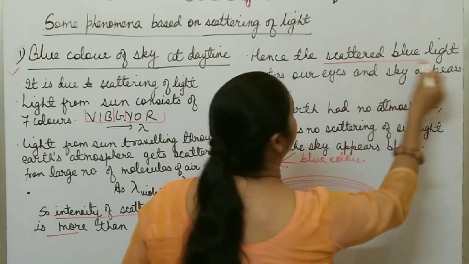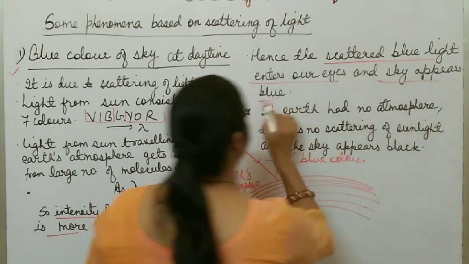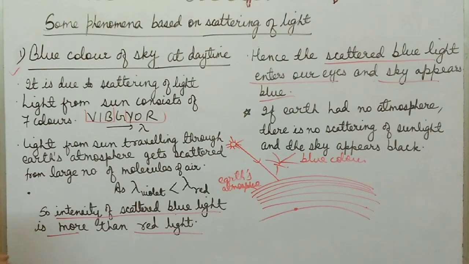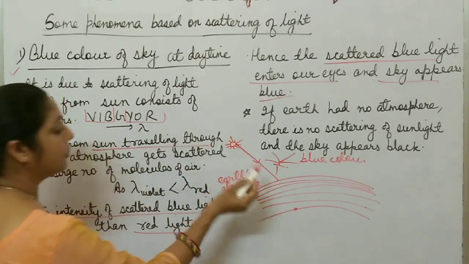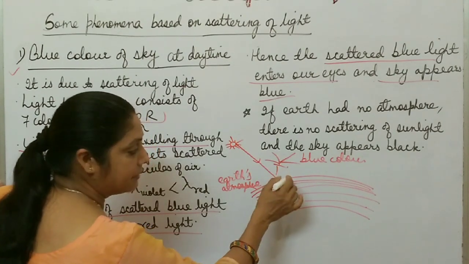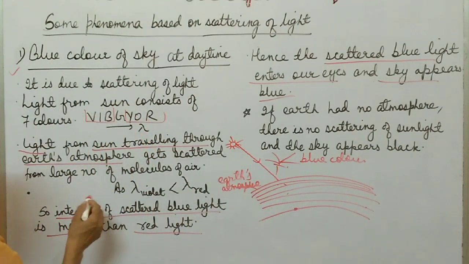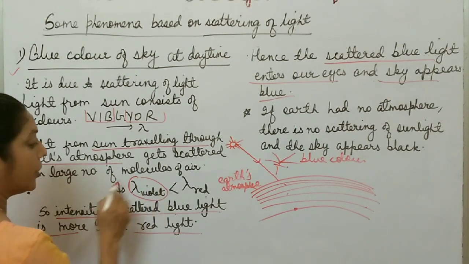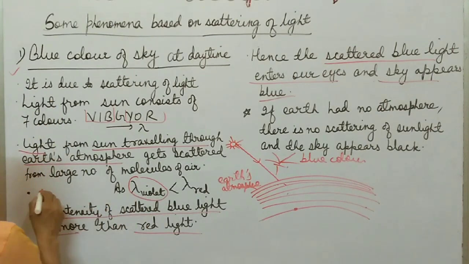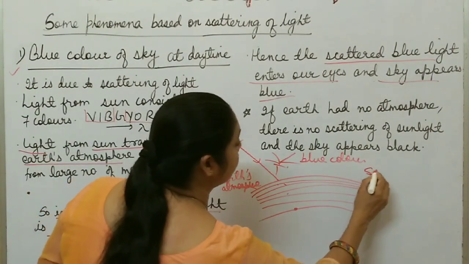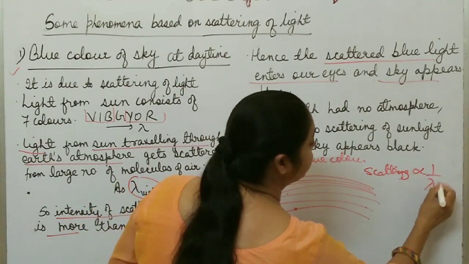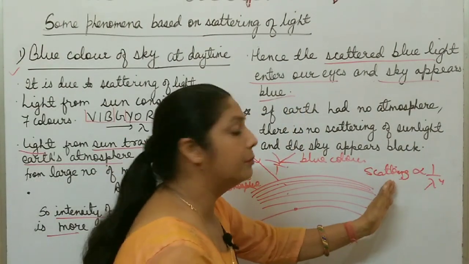So only the scattered blue light enters our eyes and the sky appears blue. So this is the reason why the sky appears blue. It is due to scattering of light. When light from the sun travels through Earth's atmosphere, it gets scattered by different particles in the atmosphere. And you know, violet color has shorter wavelength than red color, and scattering is inversely proportional to the fourth power of wavelength. Shorter the wavelength, more is the scattering.